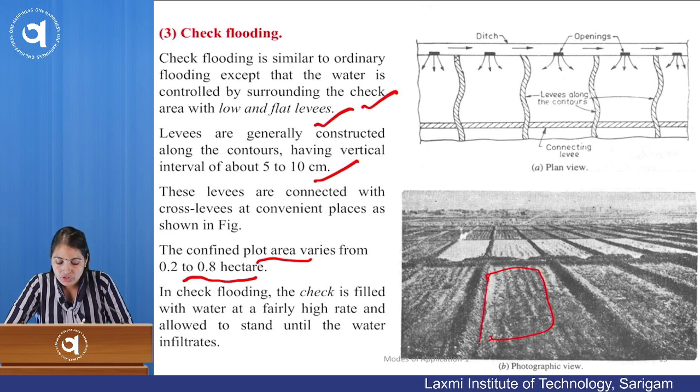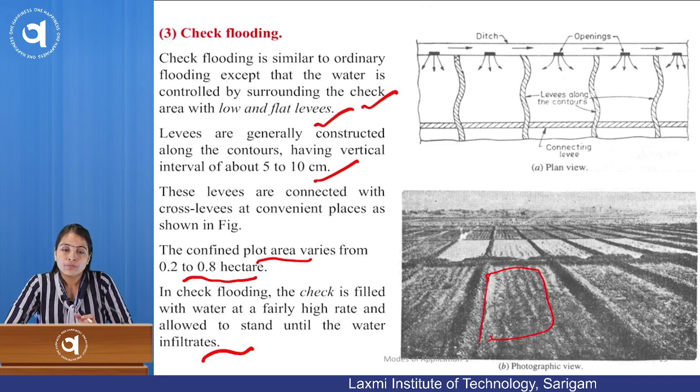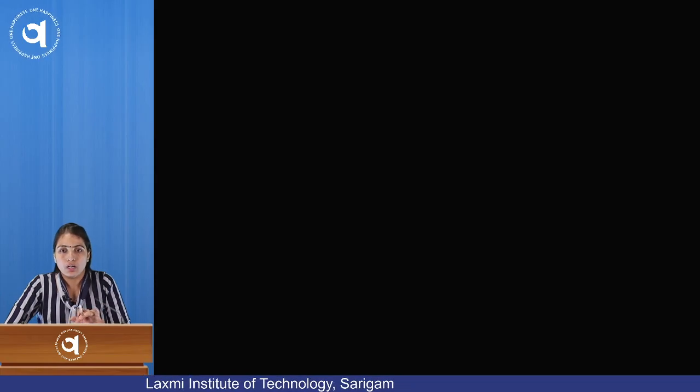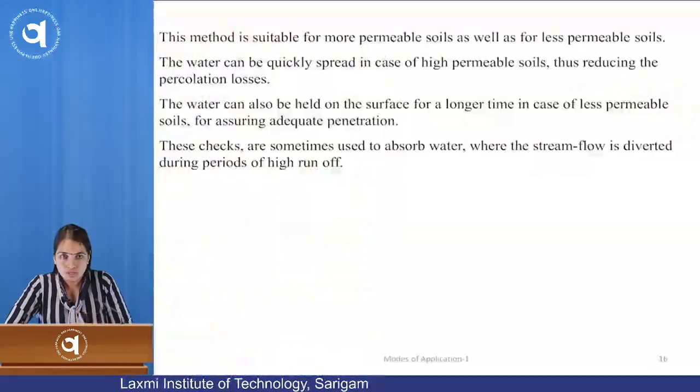So in check flooding the check is filled with water at a fairly high rate and allowed to stand until the water infiltrates. So what happens here, we just supply the water to the plot, whatever plots you have defined, that is 0.2 to 0.8 hectares, and then the water has to stand still. It will take time to infiltrate into the soil. So this method is suitable for more permeable soil or less permeable soil.